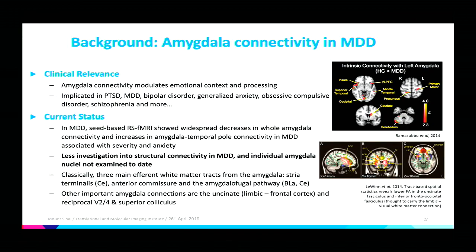We know that the amygdala is really important in modulating emotional context and processing, and we also know that it's been implicated in lots of different mood disorders such as PTSD, bipolar, anxiety, OCD, and lots more. The current status of the literature is that seed-based resting state fMRI usually pretty robustly shows widespread decreases in whole amygdala connectivity, but there's also certain regions where you see increases as well. And many of these measurements are associated with severity of symptoms and anxiety.